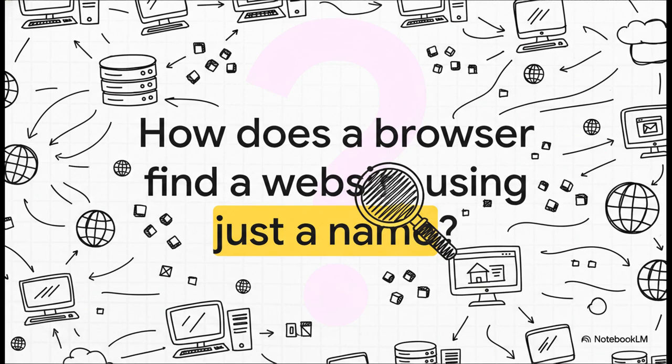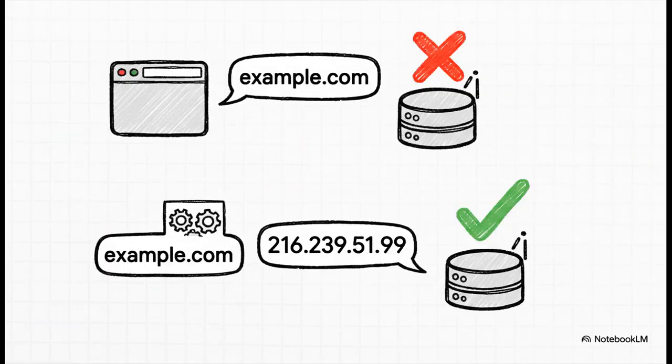But hold on a second. That brings up a super interesting question. The internet is just a giant network of computers. How in the world can your browser find one specific computer, one server, out of literally billions, just by using a simple name? Well, here's the secret. It can't. It doesn't use the name at all.